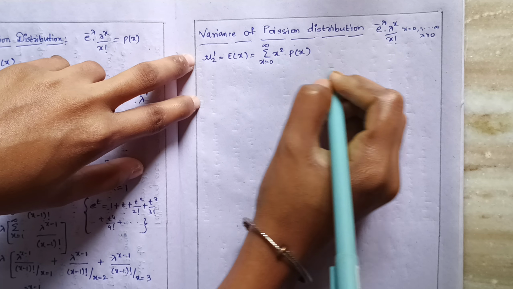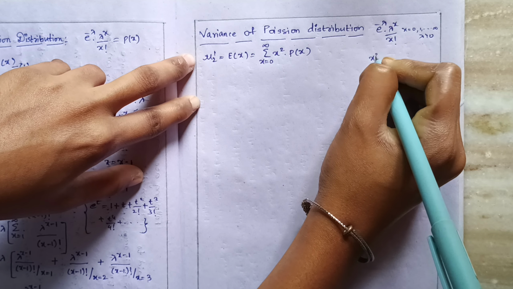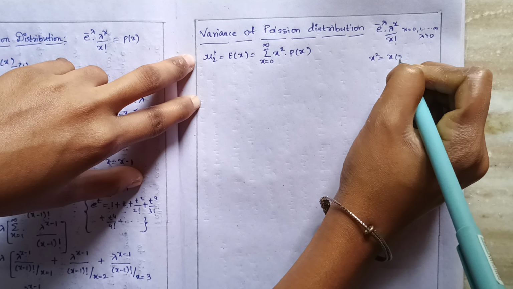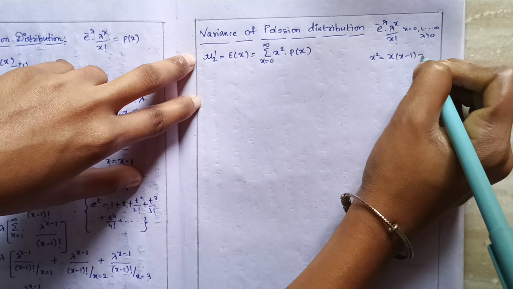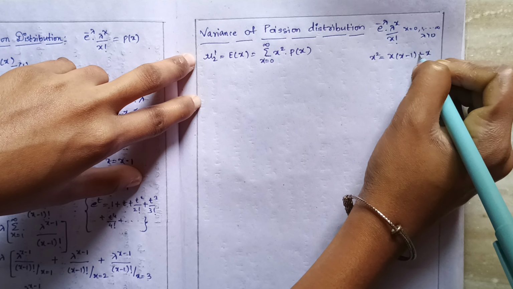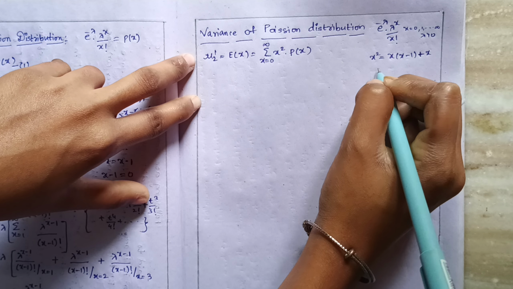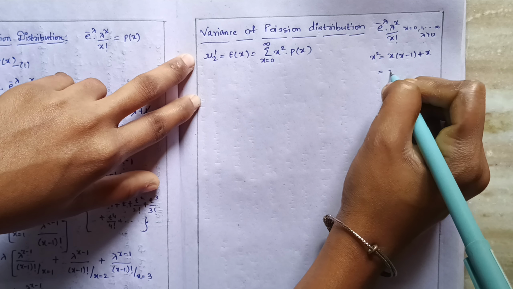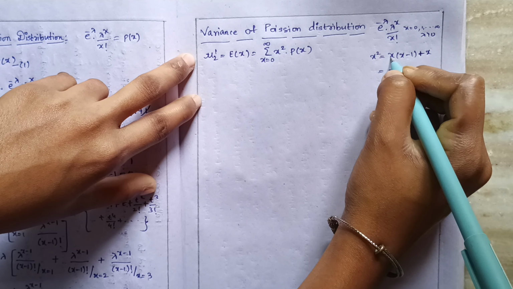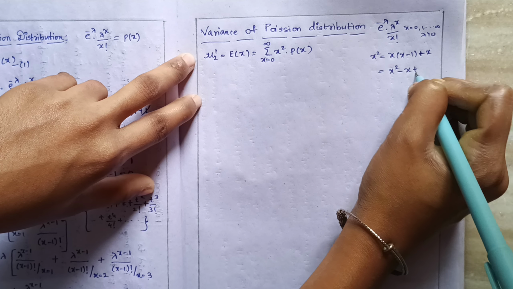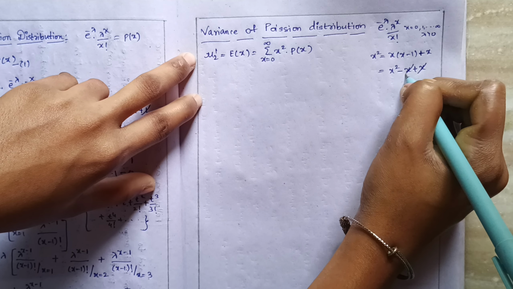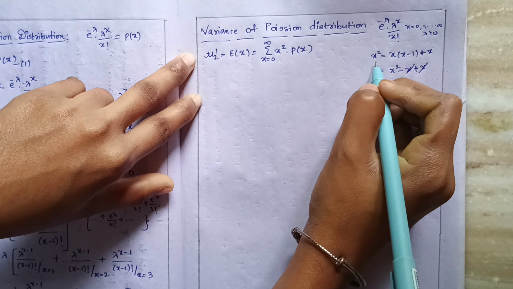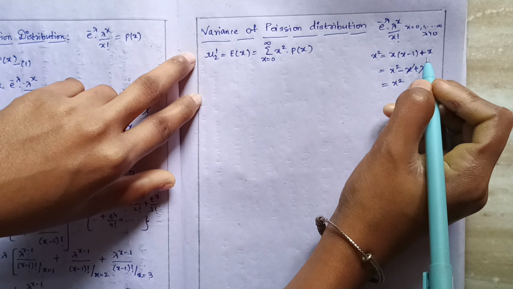And I am writing this x square as x into x minus 1 plus x. I can write in this way because x into x is x square, minus x into 1 is minus x, plus x. The plus x and minus x cancel and we get x square. So I can write x square as x into x minus 1 plus x.